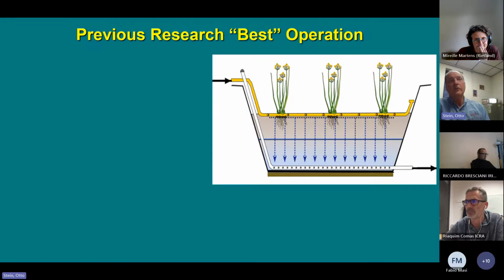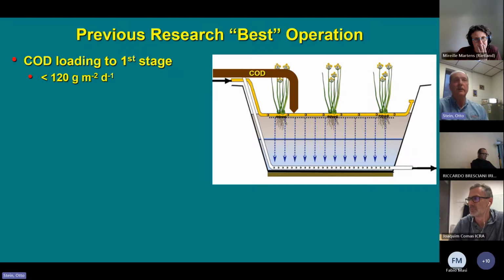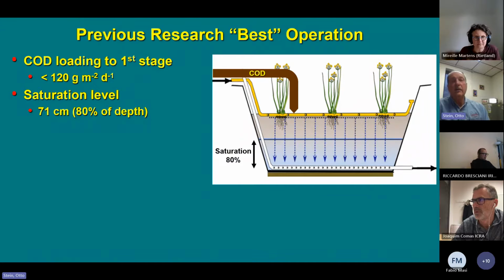So essentially, out of all of those options, what did we decide was the best way to run it? We had a COD loading rate, as long as we keep it under 120 grams per square meter per day. We removed most of the COD in that first stage. Turns out, and not surprising, that if we have a larger saturation depth, we get more denitrification. So we went with the larger depth.